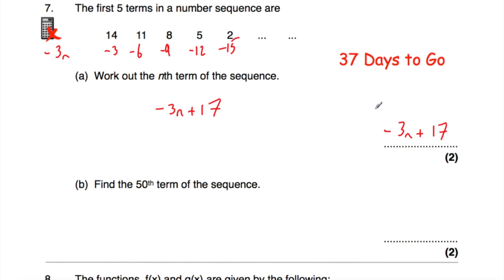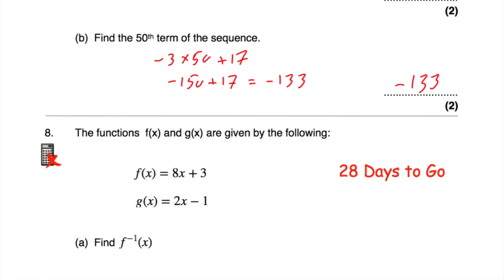Part B says find the 50th term, so we just need to substitute 50 in here for n. So we're going to do minus 3 times 50 plus 17. Minus 3 times 50 is minus 150, plus 17, we're going back up 17, so that would be minus 133. And that's it.